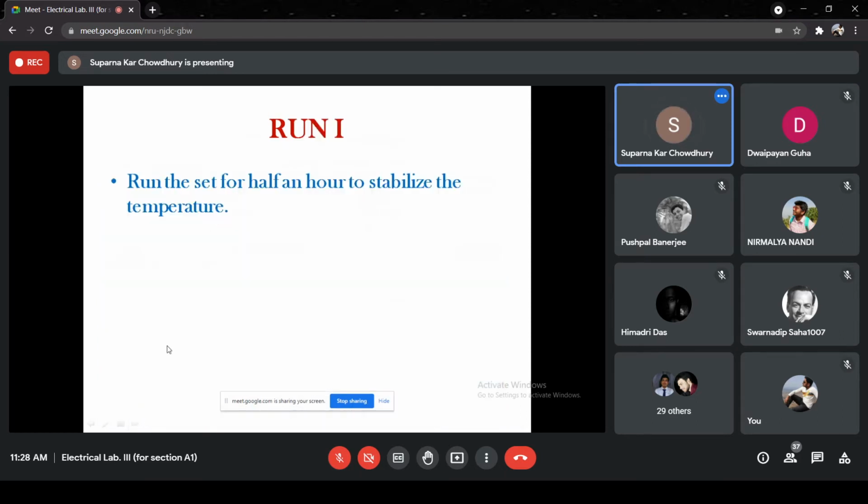So the first run is to run the set for half an hour to stabilize the temperature. Now actually to make the temperature totally stable might take longer, but if we run for half an hour, more or less the temperature will be near the stable value, because the resistances are related to temperature. So whenever we carry out any measurement on any rotating machine, we have to run for half an hour, or preferably more than that, so that the temperature is stable.